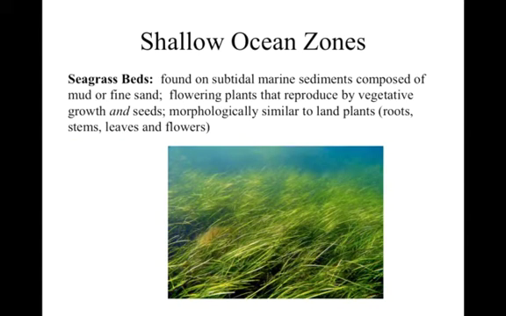Another type of shallow ocean zone that you might not be as familiar with is seagrass beds. These are found on subtidal marine sediments composed of mud or fine sand. And so you actually get flowering plants that grow on this sort of fine, mud-like sediment, and they reproduce by vegetative growth and seeds. They're actually very similar to land plants. They have roots, stems, leaves, and flowers.